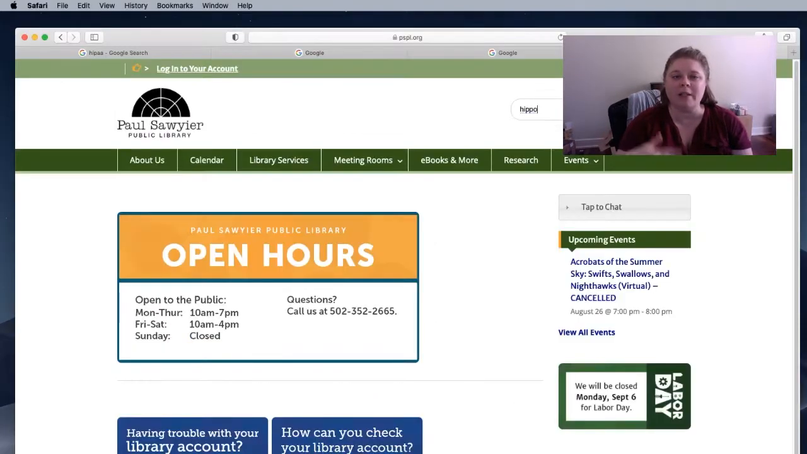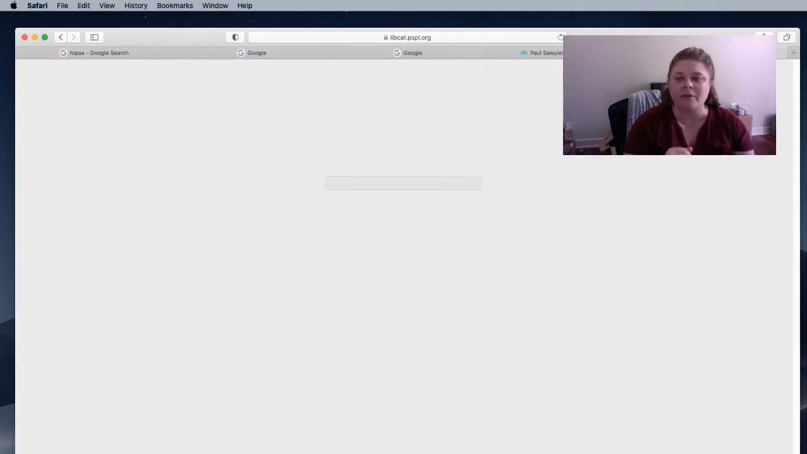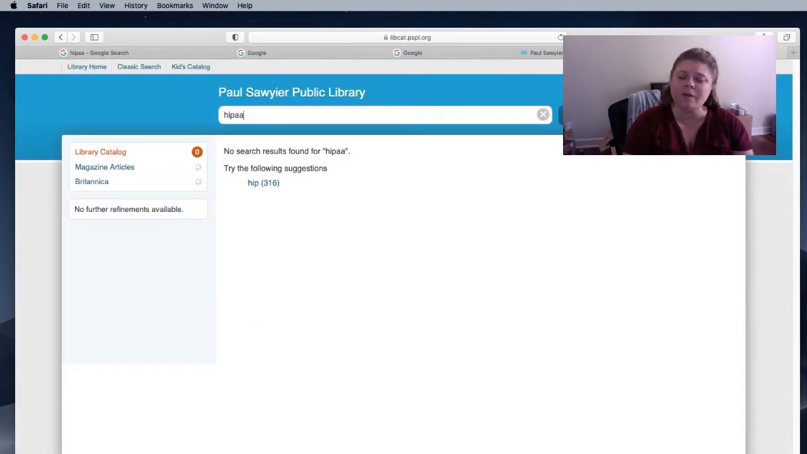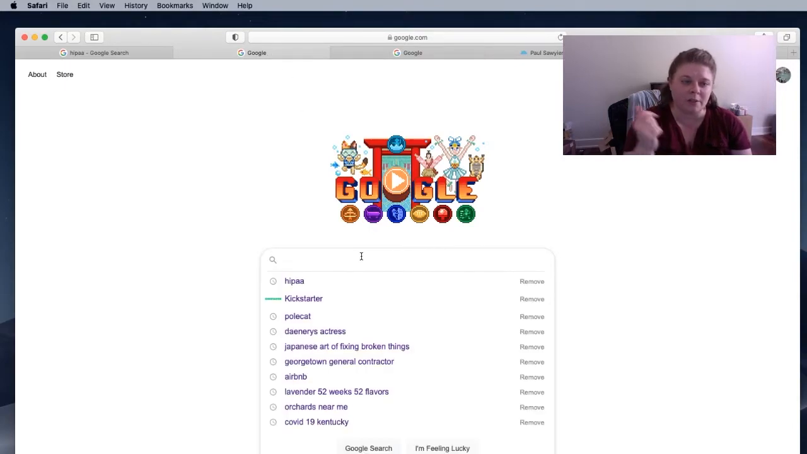First off, you might decide that you want to search your local library's catalog for information about HIPAA. Unfortunately, we don't have any books about HIPAA. That's not uncommon for public libraries. You're more likely to find physical articles about laws, policies, codes, and ordinances at a special academic library or a government document library. However, there are still ways that we as your public library can help you find information about these things. For example, we can show you how to do a simple Google search.